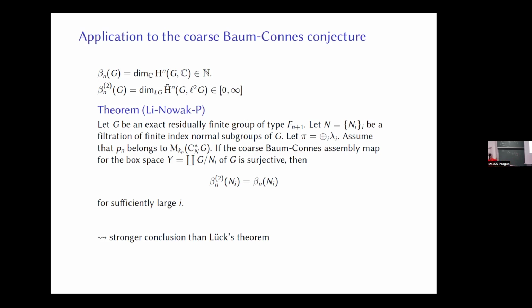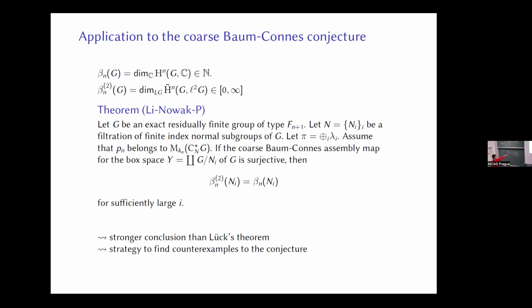So what he needs is just a residually finite group of type F2, I guess. Maybe even finitely generated would be enough for him. Right, so this is one conclusion. And the other one is, of course, that this gives in principle a strategy to find counterexamples to the coarse Baum-Connes conjecture.